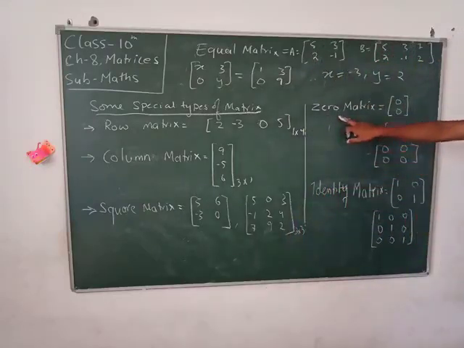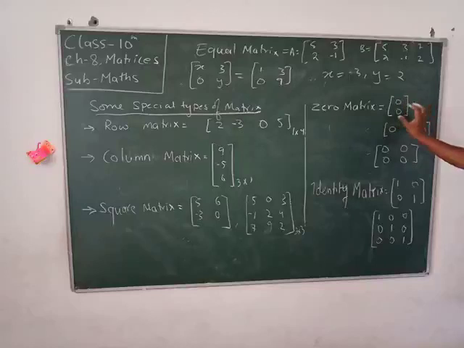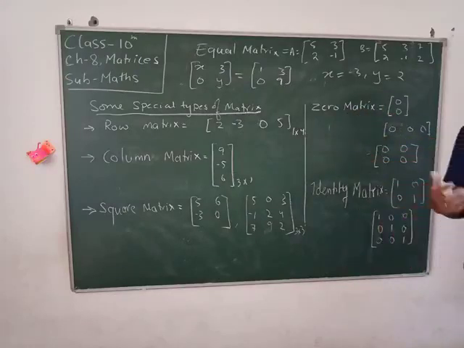Now the next one is the zero matrix. Zero matrix is one in which everything is zero. Let's say this is a matrix with 2 rows and 1 column, all 0. 1 row and 3 columns, everything is 0. 2 into 2: the order of this matrix is 2 into 2, but everything is 0. So this is called a zero matrix or null matrix.